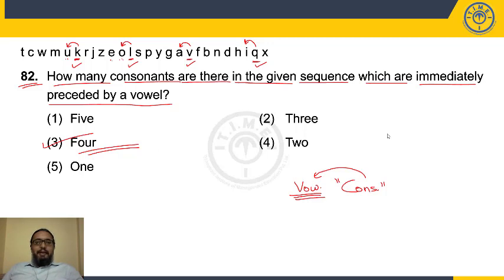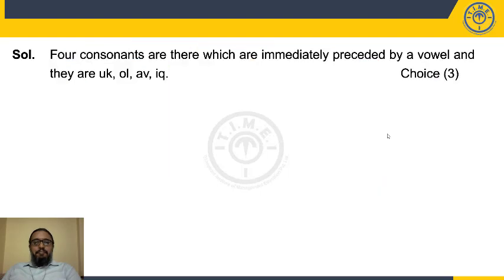Choice 3. Okay. So you have to look into vowels. Where are all the vowels coming? And check, do I have a consonant adjacent to that? Okay. So understanding the condition helps. So third option.